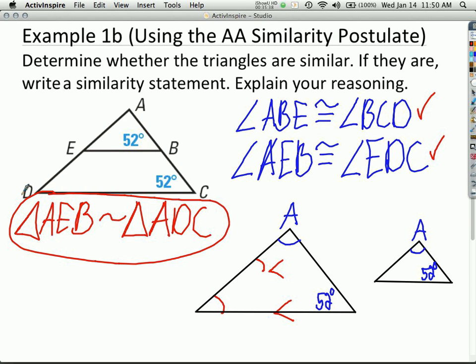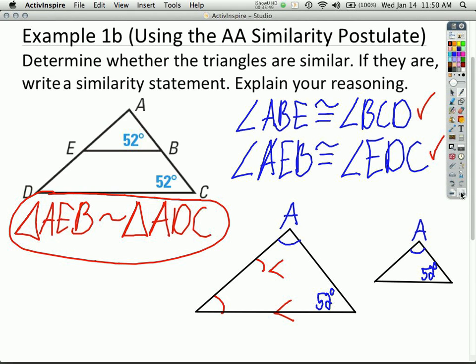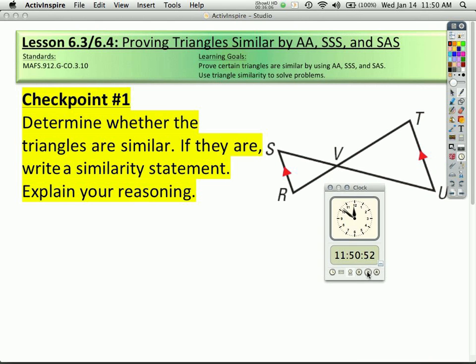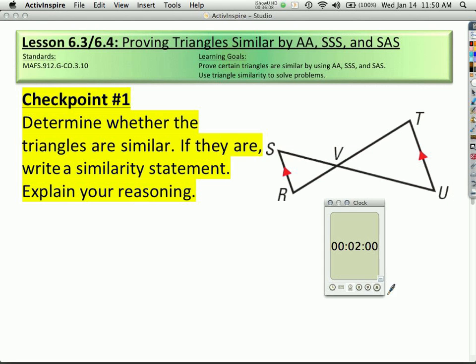Now keep in mind, and again, I'm saying the same thing over and over again, you are expected to now take this idea and apply it to something you've never seen before. So keep that in mind as we work through today. Checkpoint number 1. Determine whether these triangles are similar. If they are, write a similarity statement and explain your reasoning. An explanation can be just showing the evidence. Okay? So, you got 2 minutes. Go ahead and begin.